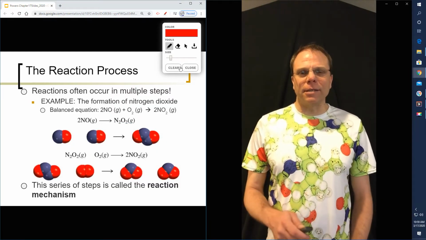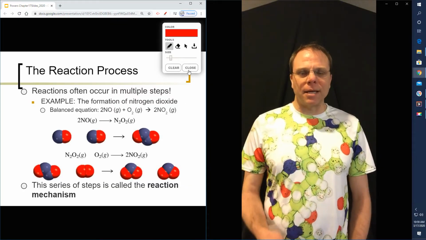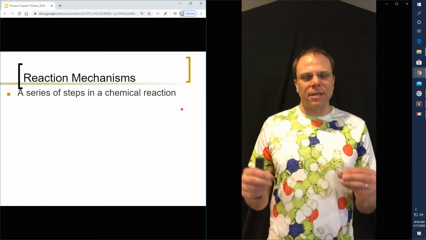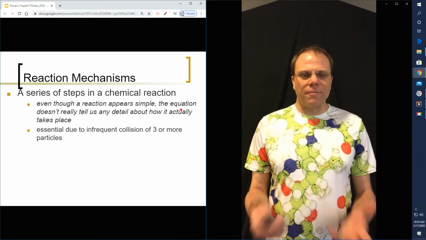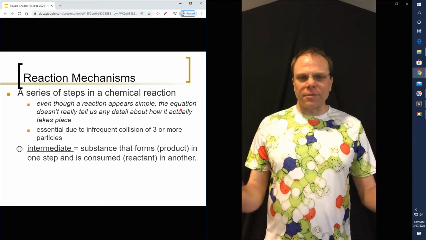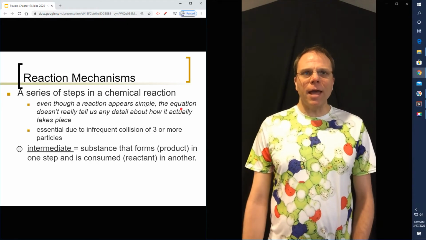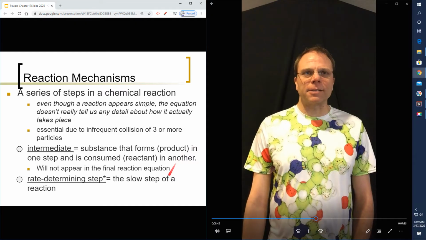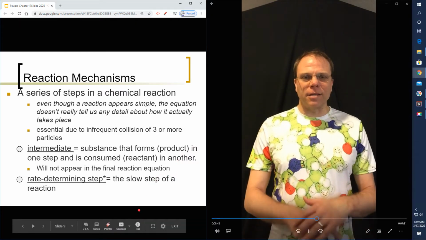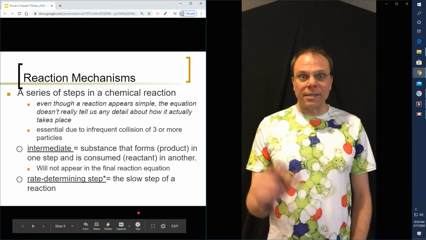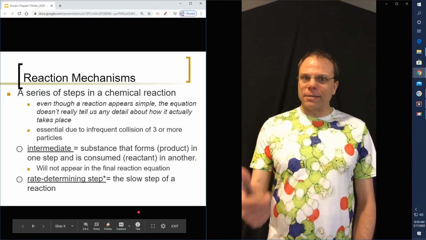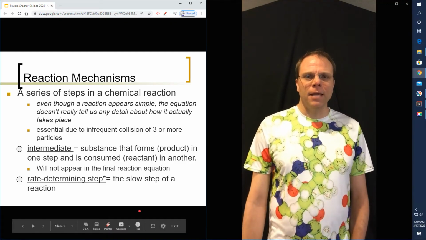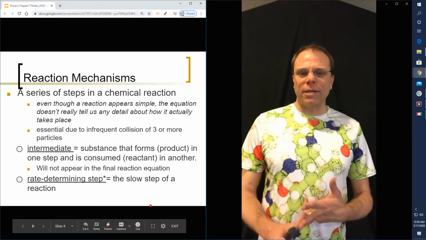What we're actually seeing here is that there is a subset of steps that are taking place. And because many reactions have these little subset of steps, it will often determine how fast the reaction goes. So the series of steps is called the reaction mechanism. And even though the reaction appears simple, sometimes it might be more complex. It's essential to understand that these sub-reactions are taking place because there's a lot more involved, and if we want to figure out how fast the reaction takes place, we have to understand what's happening behind the scenes. So we want to define a few terms: intermediate and rate determining step.